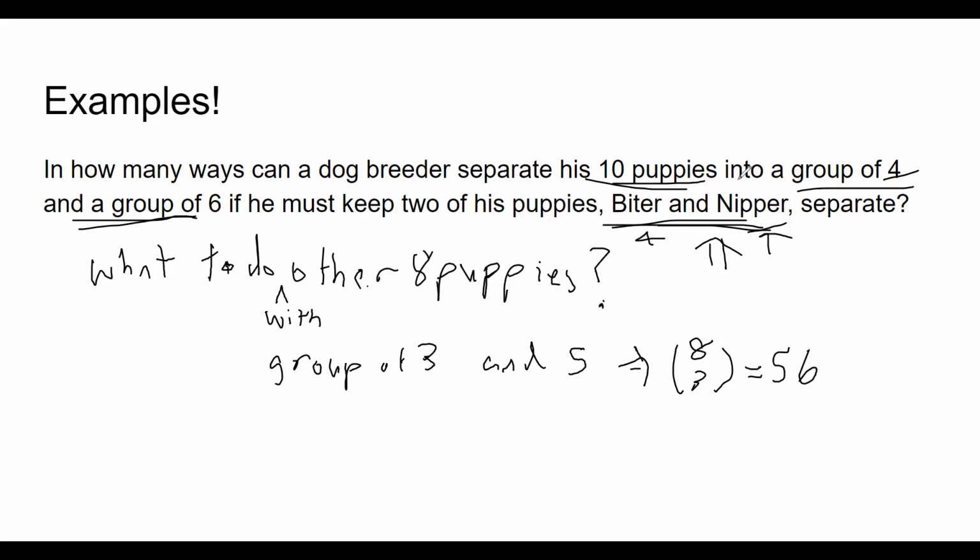Right. And then since these 2 puppies, it doesn't matter which group they're in, it just matters that they're separate. So we have either Biter's in the group of 3 or he's in the group of 5 with them. And the same with Nipper. So that means that there are 2 different ways that we can put these 2 puppies into the 2 groups. So the answer is 56 times 2, which is 112.